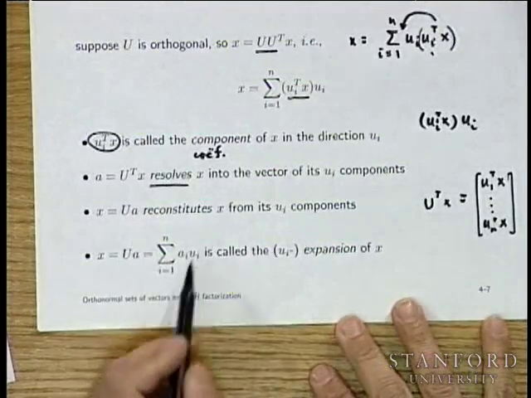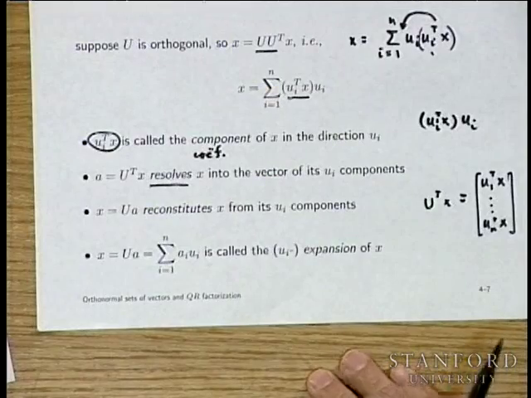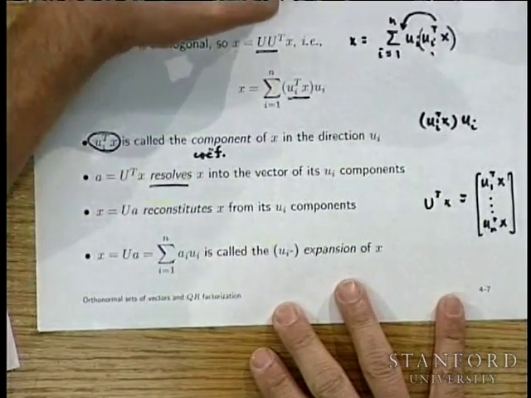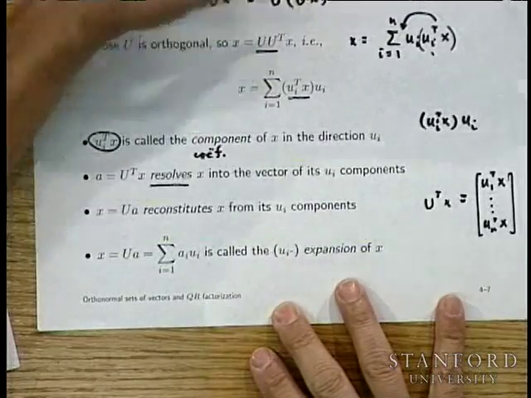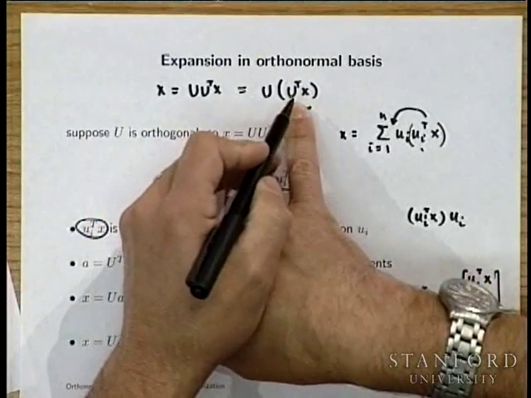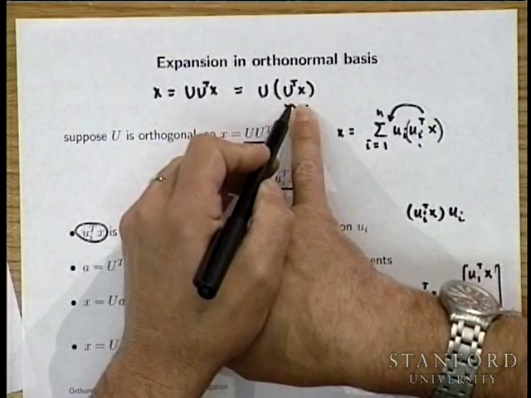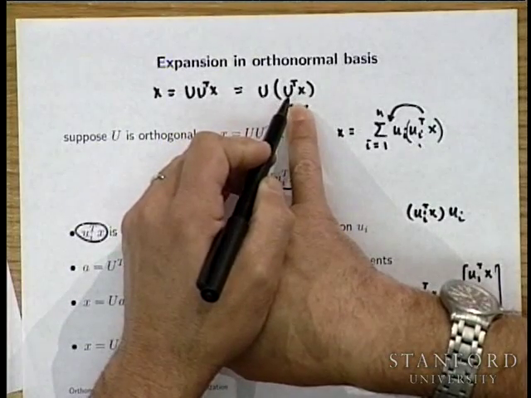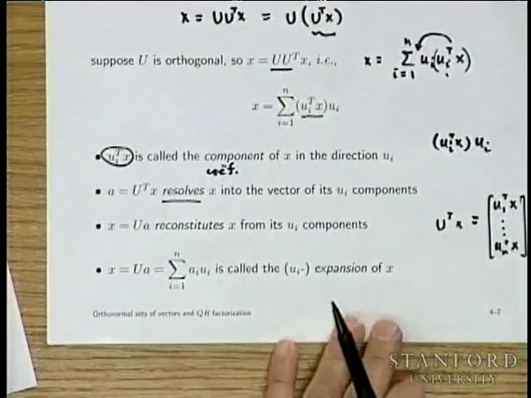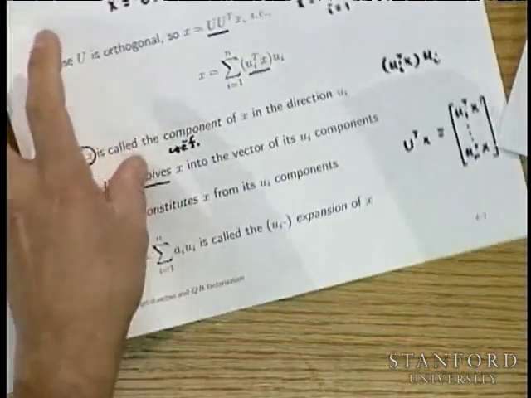So this is called, if you write this out, the u expansion. And you can see that it's really two operations. When you write x equals u u transpose x, if you think of it this way, as u times u transpose x, these things have real meanings. U transpose x resolves x into its u expansion coefficients. You multiply u by this vector of coefficients. This is the recipe that reconstitutes x. So that's the meaning of this. You have to go over this just to think about it, but there's nothing really too complicated here.